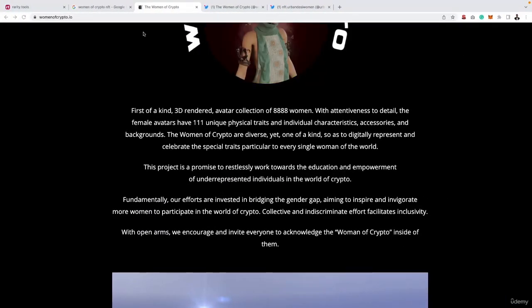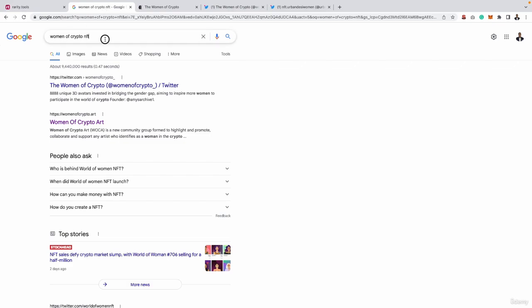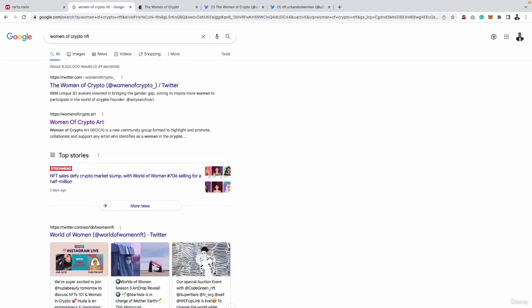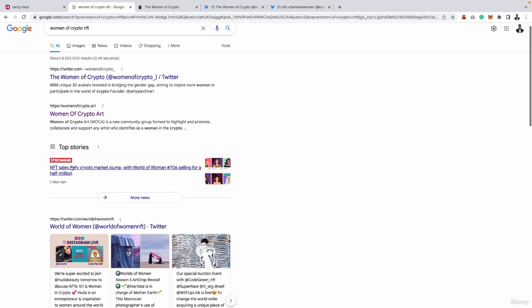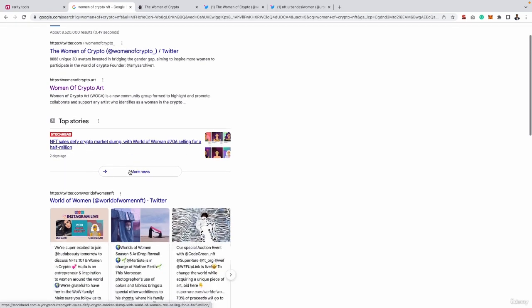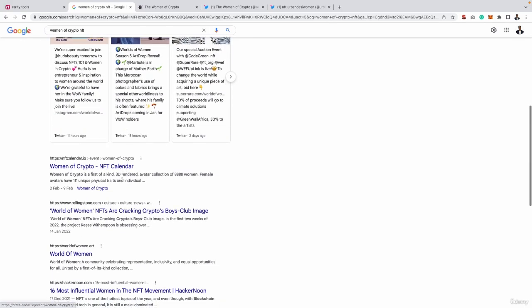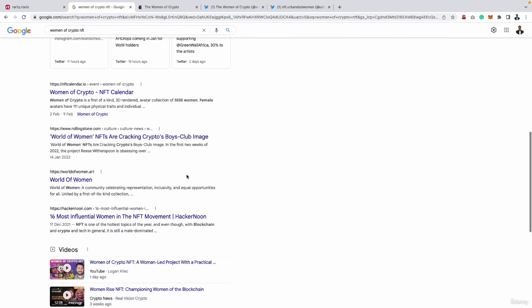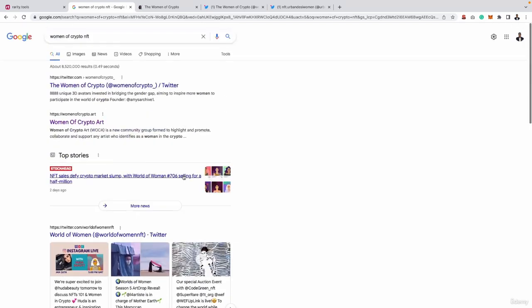Now, the best way to figure this out is to go over to Google and carry out a search for the project followed by NFT, as in Women of Crypto. If I take NFT off, it's very, very broad. It's going to show me the top 50 most influential females in crypto. I just want to see news in relation to this NFT, if there is anything bad. We've got the Women of Crypto Twitter account, womenofcrypto.art, NFT sales defy crypto market slump. So again, just some general news about crypto. So World of Women NFTs are cracking the crypto boys club image. Okay, good. So I'm not seeing anything bad whatsoever.